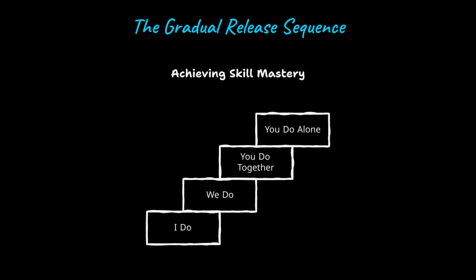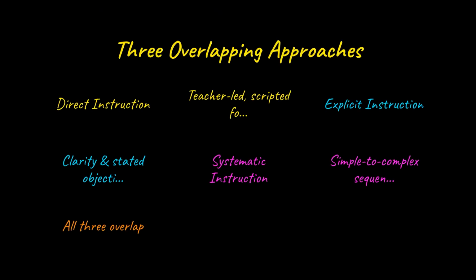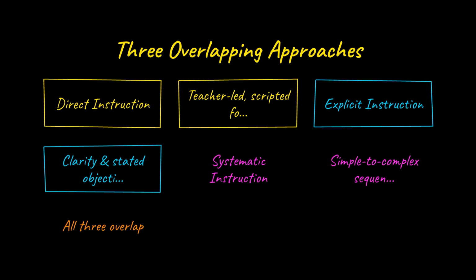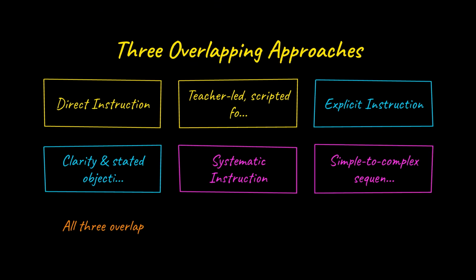The teacher first models the skill, then guides students through practice with feedback, and finally releases students to apply the skill independently. Direct instruction is often confused with explicit instruction and systematic instruction. Direct instruction emphasizes teacher-centered scripted delivery. Explicit instruction emphasizes clarity and stated objectives. Systematic instruction emphasizes sequencing skills from simple to complex. These three overlap significantly but have distinct emphases.